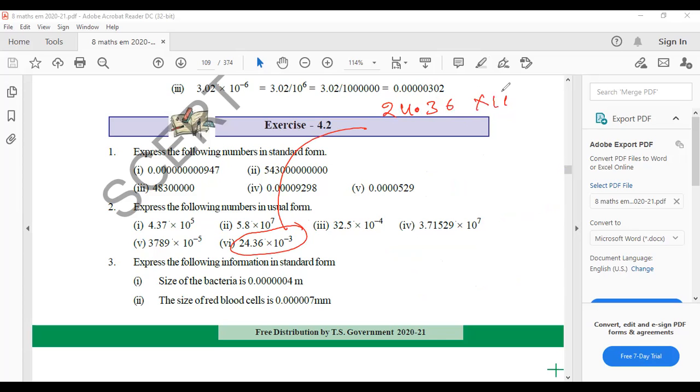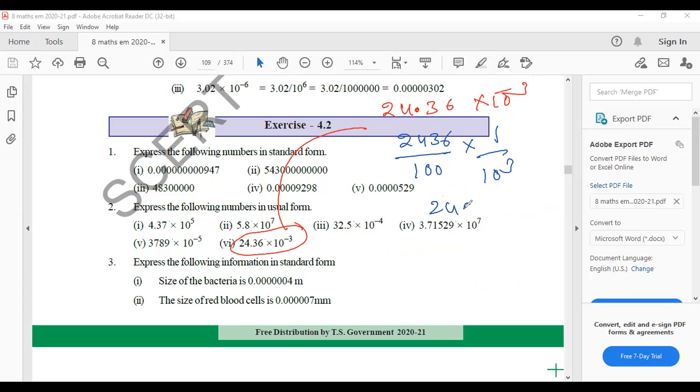24.36 into 10 to the power of minus 3. This is a very interesting question. Please look here: 24.36. There are two digits after the point, so 36 by 100. Two digits means by 100 will come, and with 10 power minus 3, 10 power plus 3 will come down, not up.